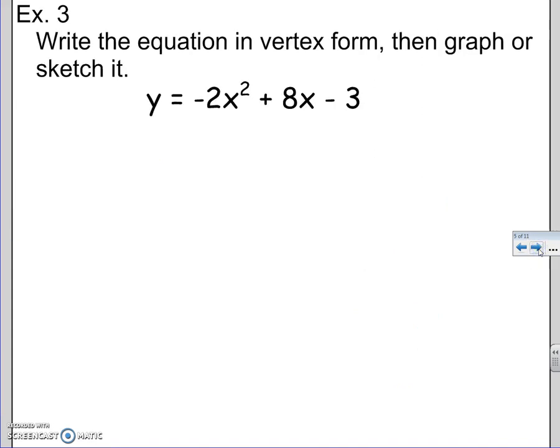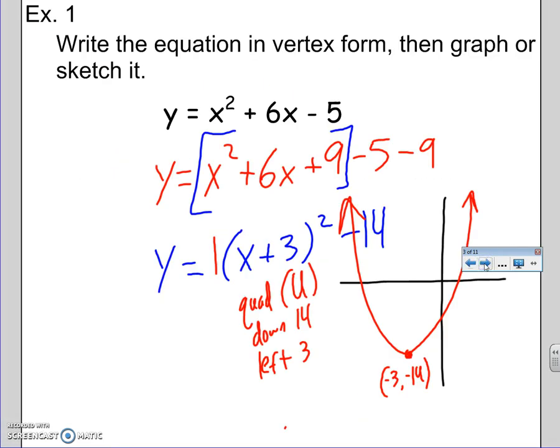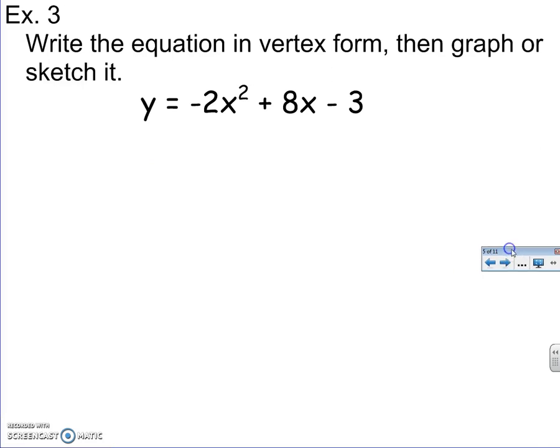Alright, and last, one more time, write this in vertex form and then graph it. If the number in front of x squared is not 1, so here's negative 2, our other one we did was just a single 1, you need to factor that out. So this is the same thing as taking a negative 2 out, and what's left over would be x squared minus 4x plus 3 halves.